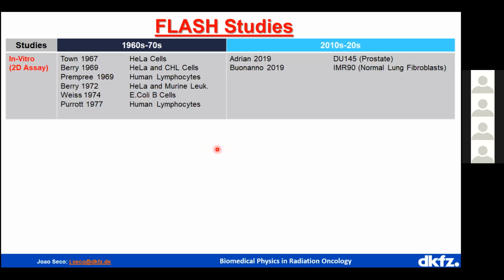So flash radiotherapy was an idea that's been around already since the 60s. And I have a picture of the people that worked on it. So in 1967, the first flash study was published for HeLa cells, which are mammalian cells. And then there was a spree of papers, 69, 70, up to 74, all of them for different types of cells. So mammalian cells, animal cells, these CHL or Chinese hamster lung cells, and a variety of E. coli bacteria also. These are the studies that were done in vitro. And recently there were a few in vitro studies done in 2019 by Adrian and Bonanno from Memorial Sloan Kettering.